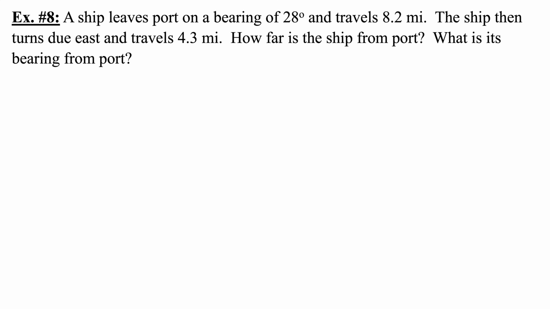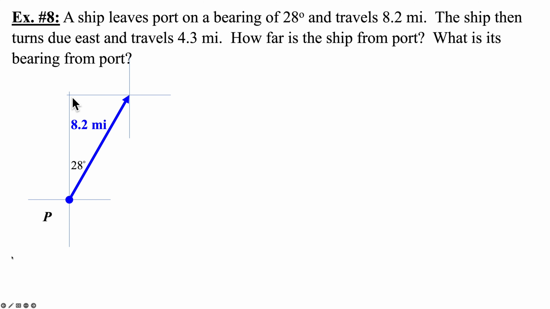Example 8, a ship leaves port on a bearing of 28 degrees and travels 8.2 miles. Okay, so here's the port. Bearing, we've got to go north and south, east and west. Bearing goes north, 28 degrees in a clockwise direction for 8.2 miles. The ship then turns due east. Okay, so at that tip of that vector, west, east, north, south.